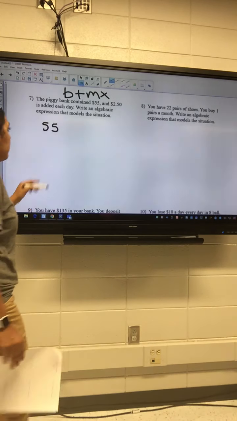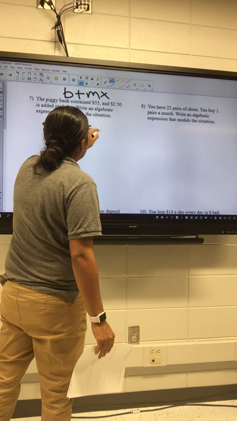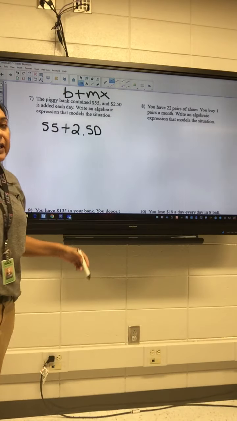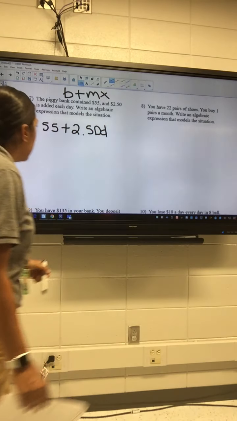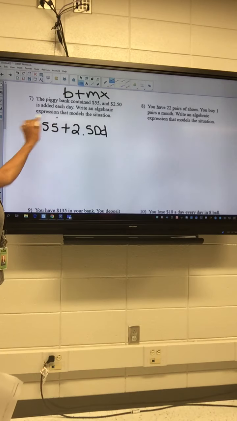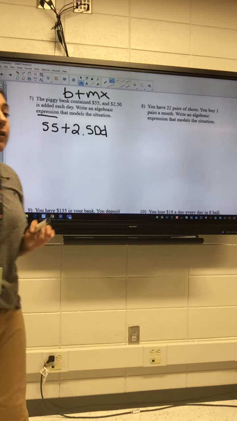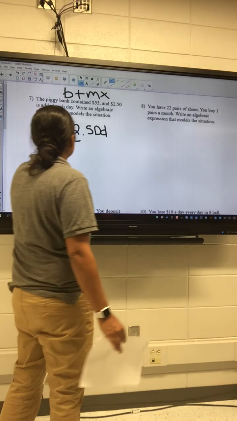Well, added is pretty self-explanatory, so it's going to be a plus $2.50, and I don't care what variable you use. You want to use X, Y, Z, we can use D for day. And that's what your answer should be like. It's an expression. It says algebraic expression. That means we're not solving. There's a difference between expression and evaluate. So this is your answer.